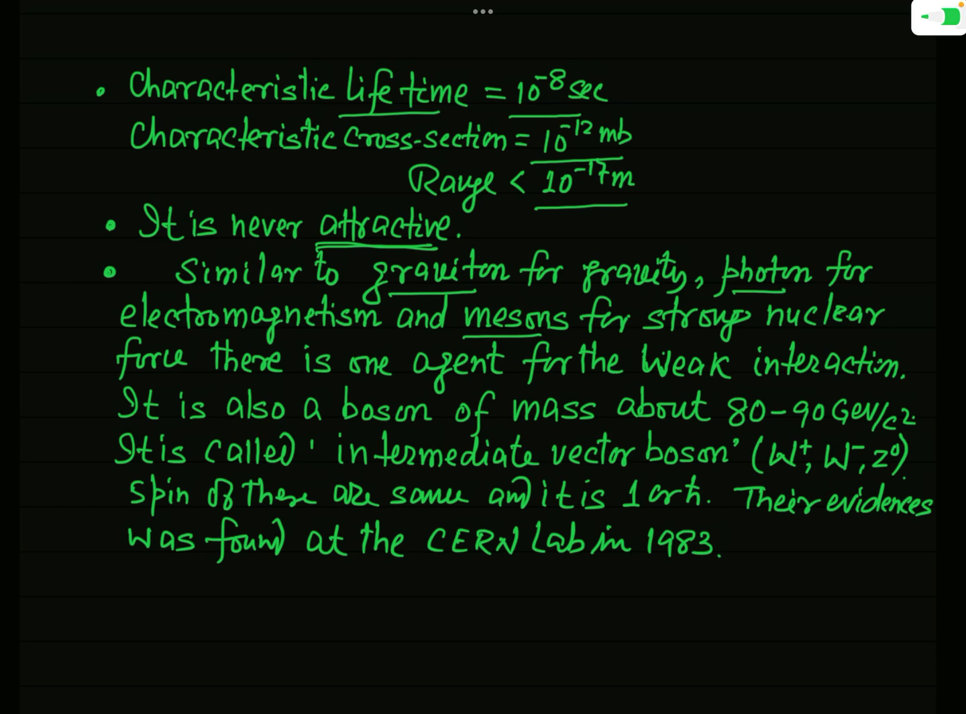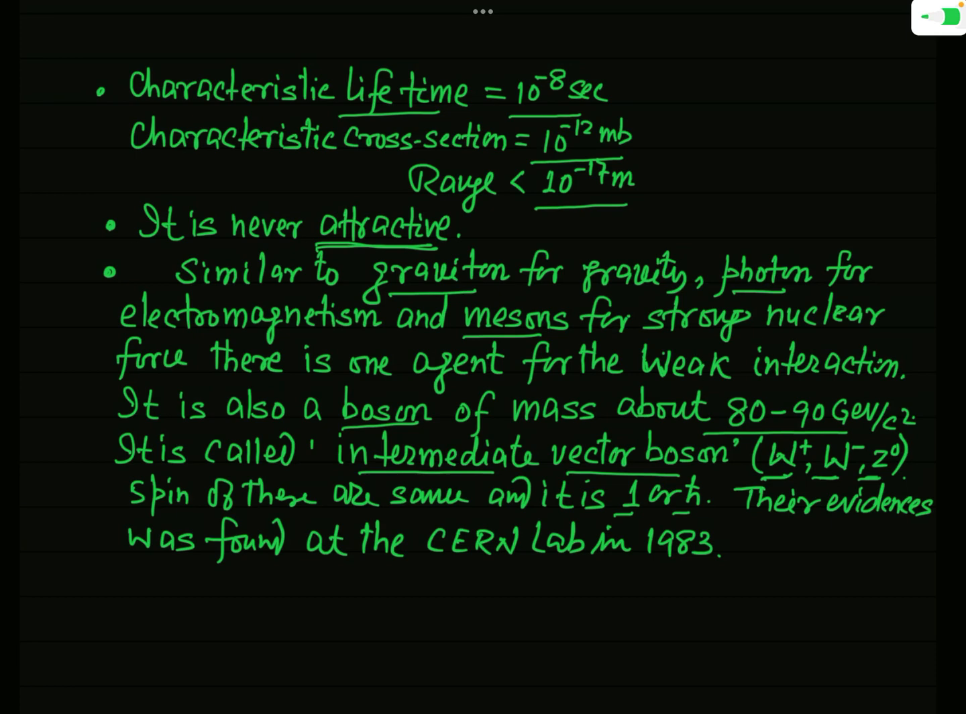Like that, the weak interaction is also mediated by a boson, and that boson is called the vector boson, having a mass of the order of 80 to 90 GeV per c square. This boson is known as the intermediate vector boson, and these are W plus, W minus, and Z0. All three intermediate vector bosons have the same spin, equal to 1 h bar. So the mediating particles responsible for the weak interaction are the intermediate vector bosons W plus, W minus, and Z0.